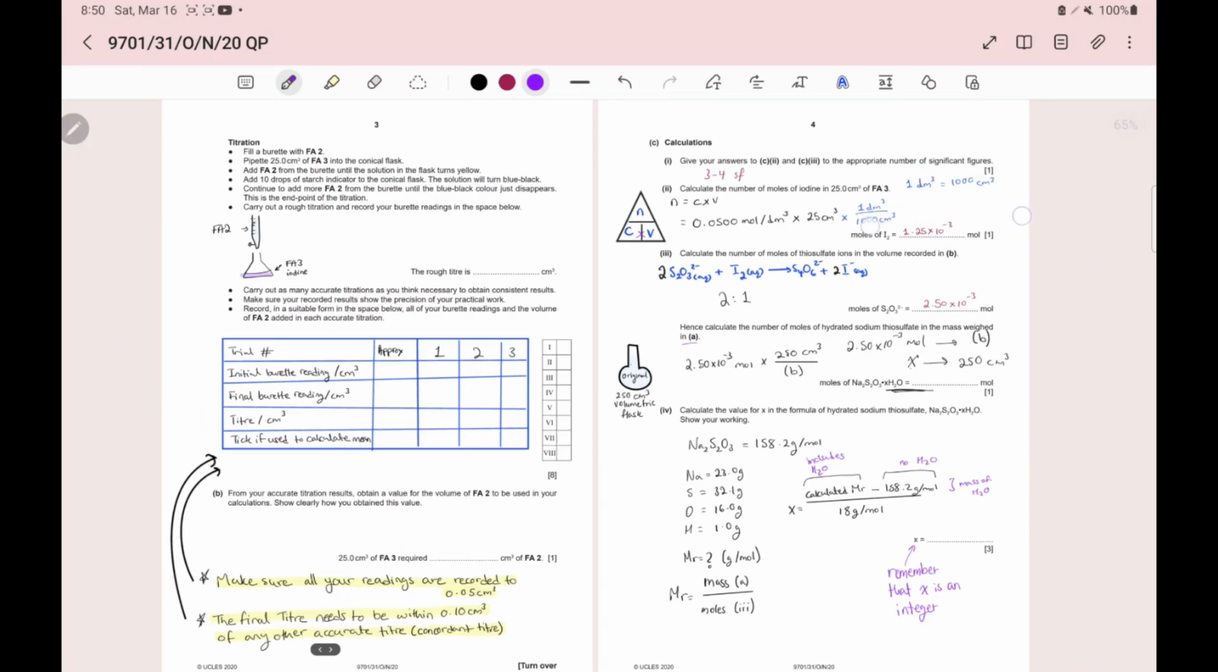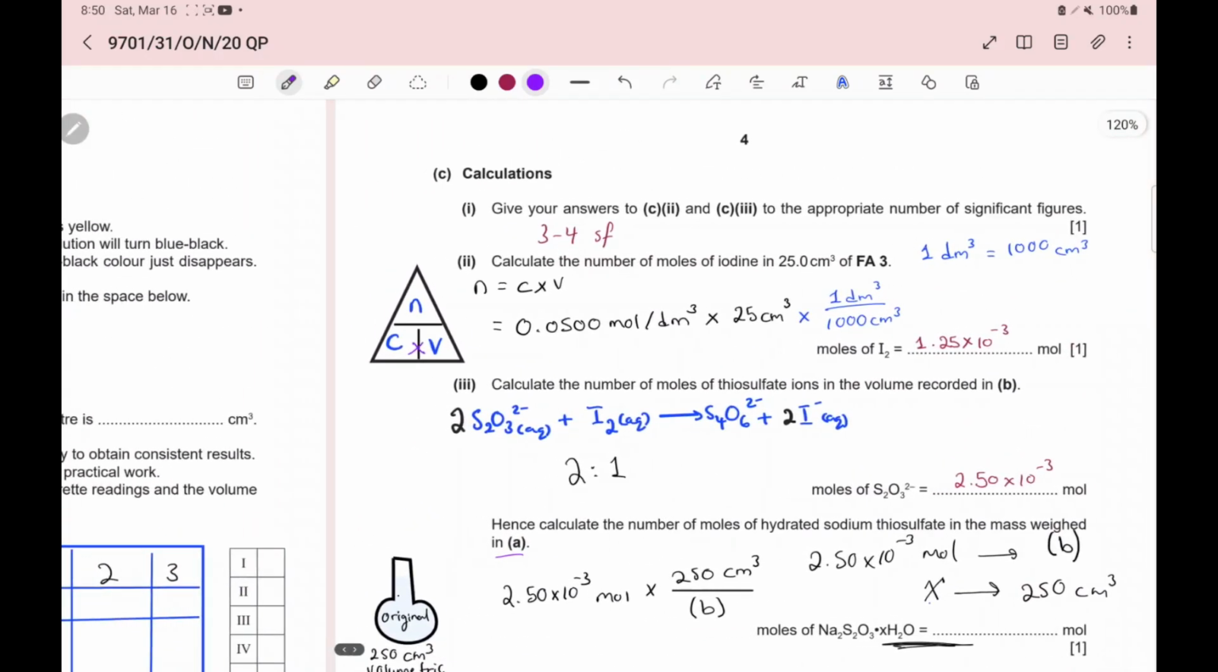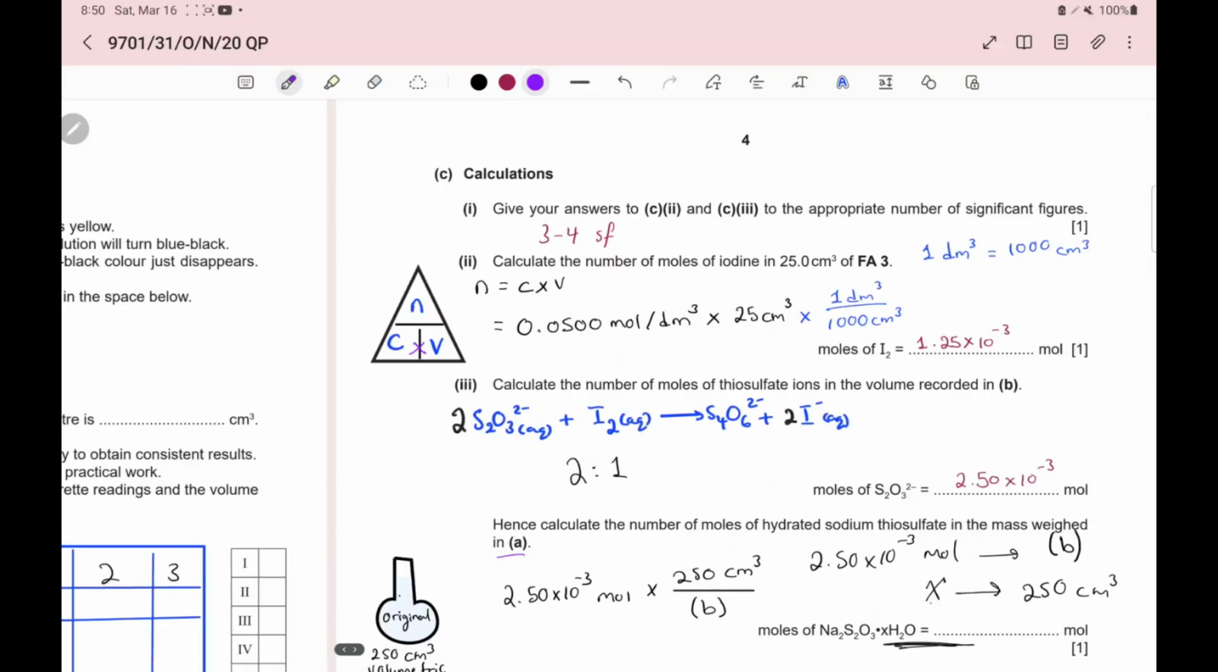All right, so for the actual calculation question, we're going to give our answers to an appropriate number of significant figures, and that's going to be between 3 to 4 significant figures, right? So they asked us to calculate the number of moles of iodine in 25 centimeter cubed.